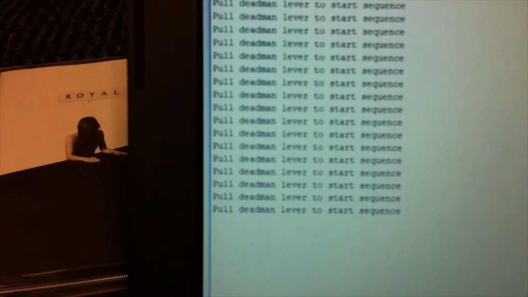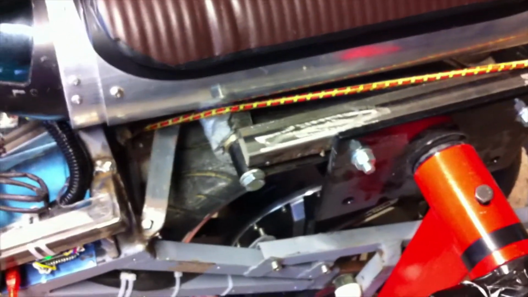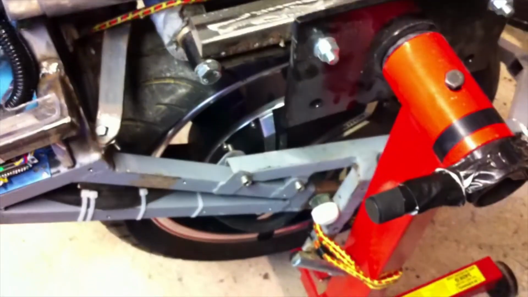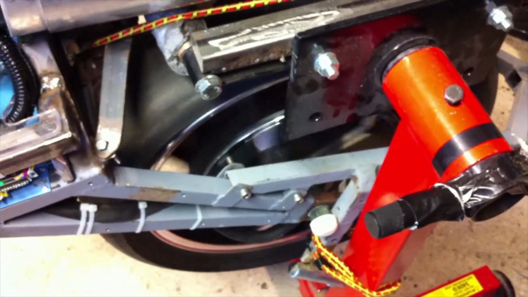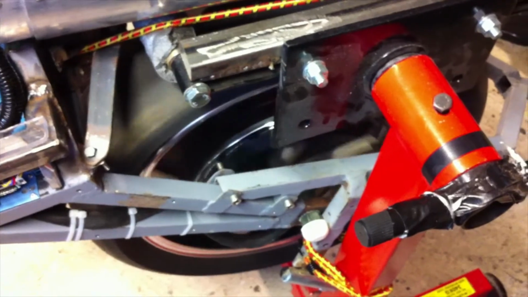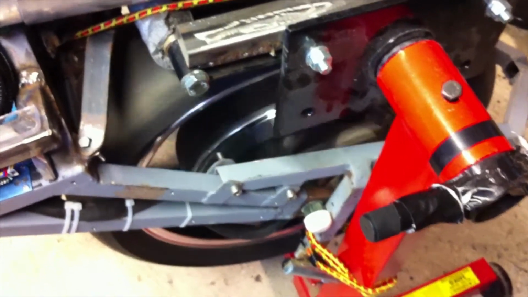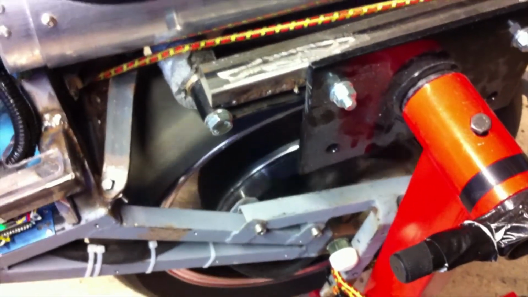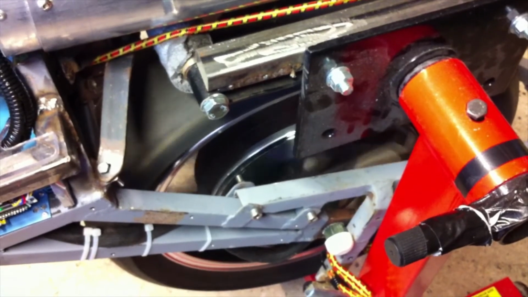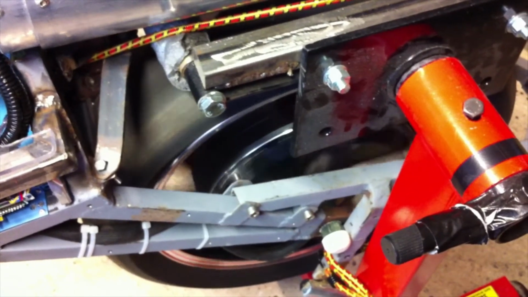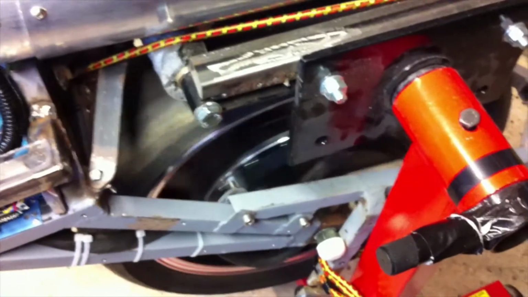Right, software is saying, pull deadman lever to start sequence. Here's the deadman lever. We pull the deadman lever and we watch the wheel. There we go. It's a bit jerky because it's going up in 3% increments. You get this sort of juddering at very low speed. I think it's just the resonant frequency of my frame actually.